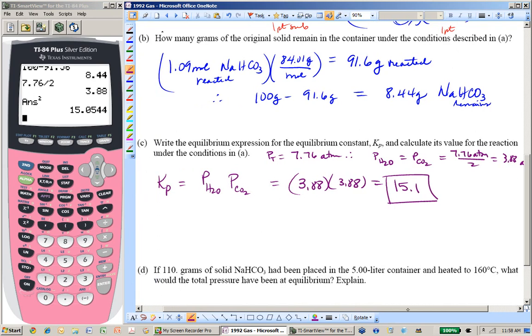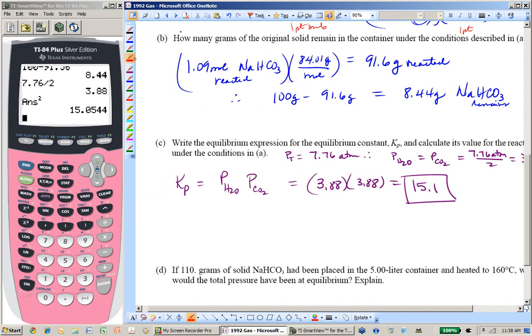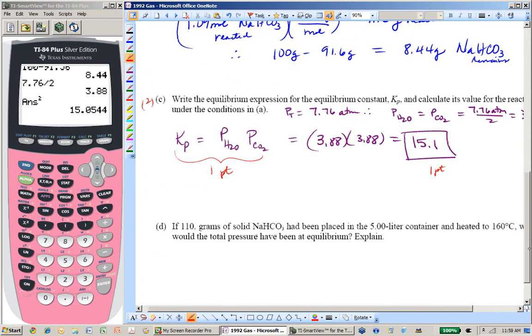2 points for that. Knowing the expression, getting the expression on paper, this is why I make you do it. I know you don't want to, but you're just going to have to build a bridge and get over it. And a point there. So 2 points for that whole piece.